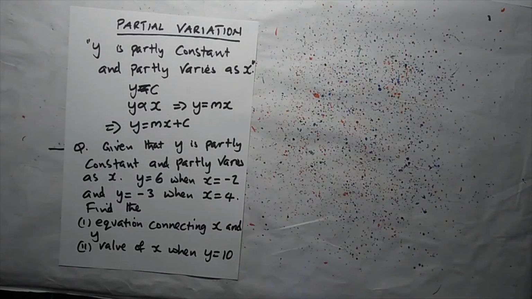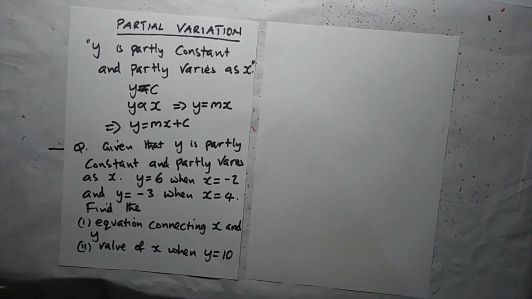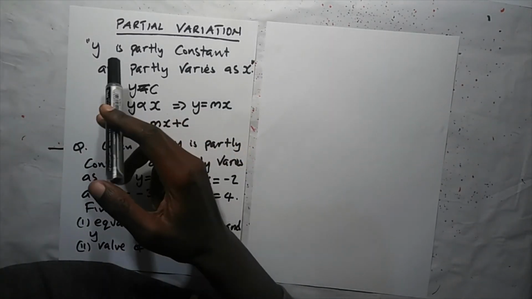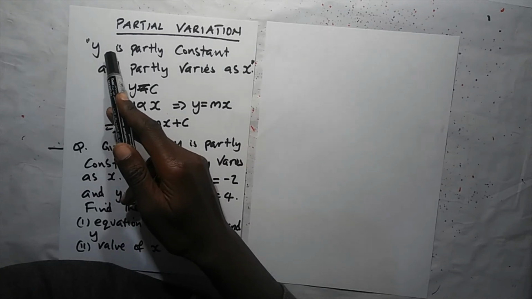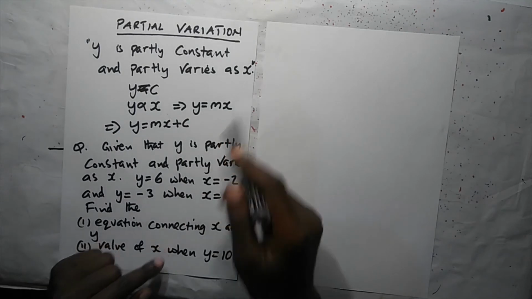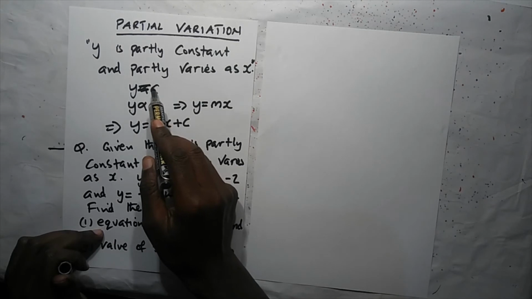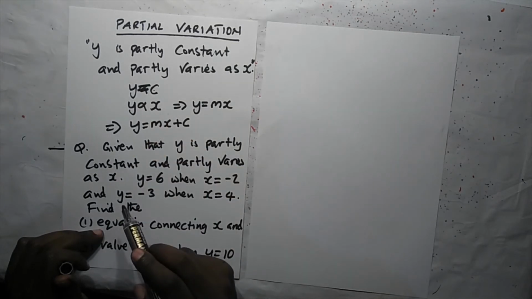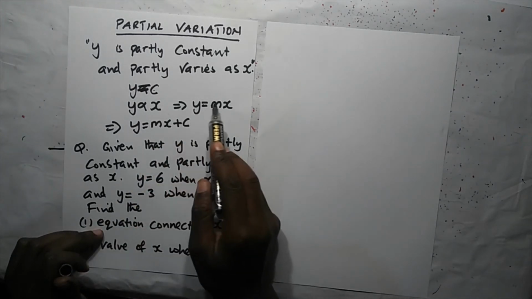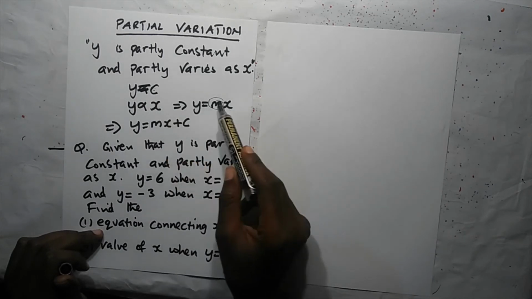Okay, so now we go to partial variations. Like the name suggests, in partial variations we have a situation where y, for example, is partly constant, only part of it is constant, and partly varies as x. The way we write that is y is equal to the constant c, and then y varies as x, which we can write by introducing the constant m as y is equal to mx, and then we can combine these two.